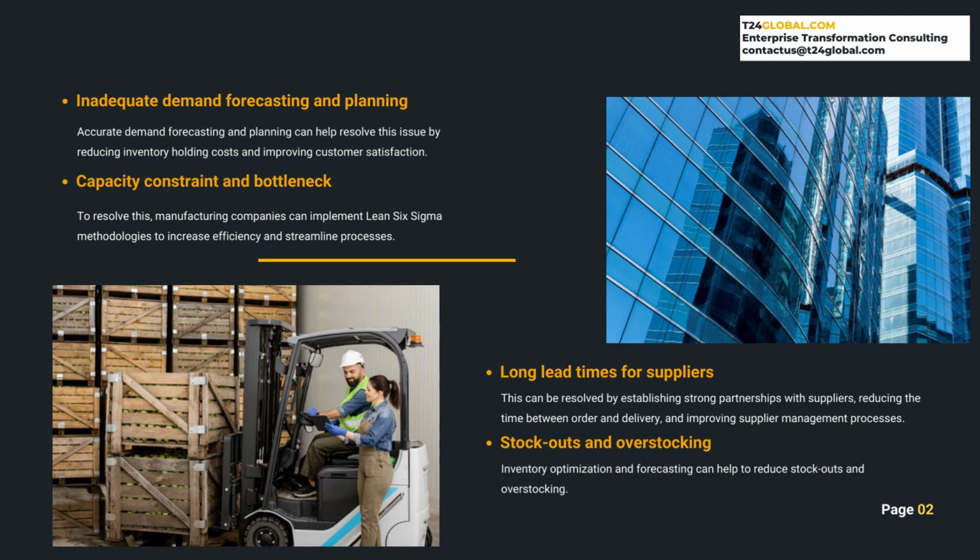2. Capacity constrained and bottleneck. Capacity constrained and bottleneck issues can be resolved by implementing Lean Six Sigma methodologies to increase efficiency and streamline processes. Business operations activities involved in implementing Lean Six Sigma methodologies include process mapping, data analysis, and process improvement.